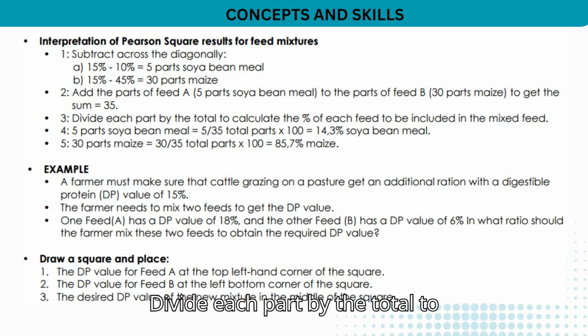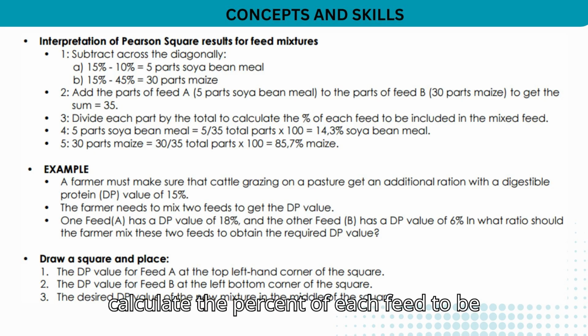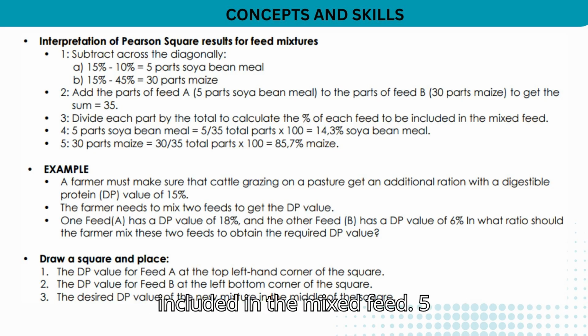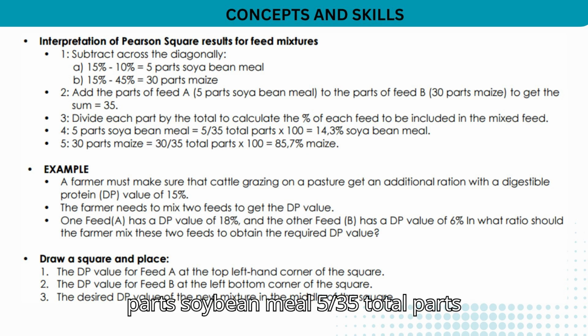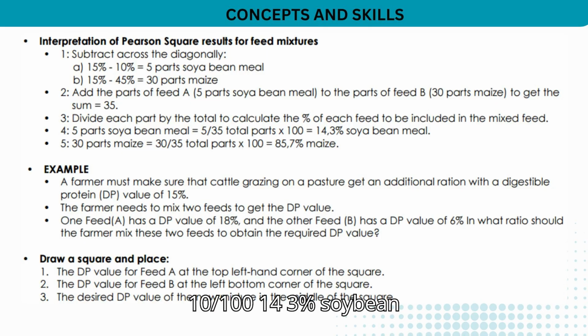3. Divide each part by the total to calculate the percent of each feed to be included in the mixed feed. 4. 5 parts soybean meal equals 5/35 total parts x 100 equals 14.3% soybean meal. 5. 30 parts maize equals 30/35 total parts x 100 equals 85.7% maize.